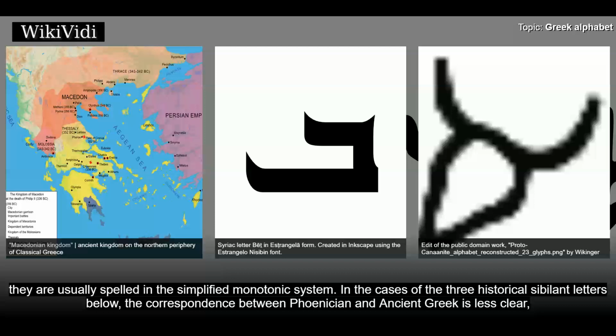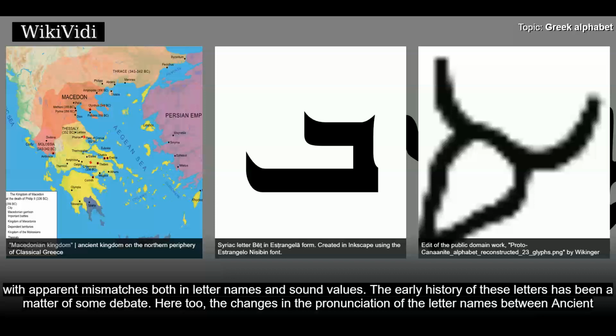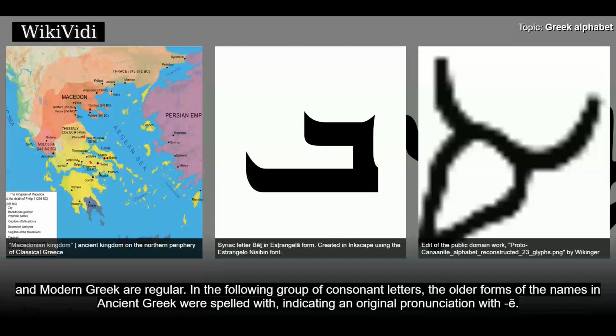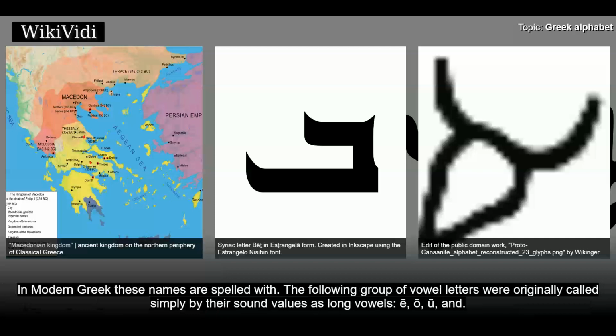In the cases of the 3 historical sibilant letters below, the correspondence between Phoenician and Ancient Greek is less clear, with apparent mismatches both in letter names and sound values. The early history of these letters has been a matter of some debate. Here too, the changes in the pronunciation of the letter names between ancient and modern Greek are regular. In the following group of consonant letters, the older forms of the names in ancient Greek were spelled with an epsilon, indicating an original pronunciation with e. In modern Greek these names are spelled differently.